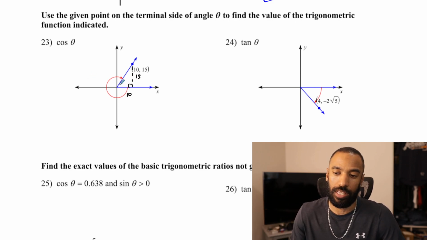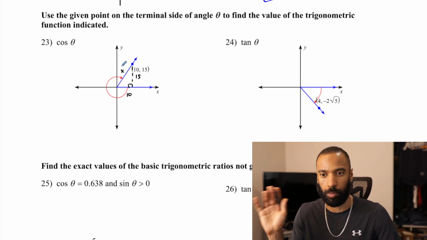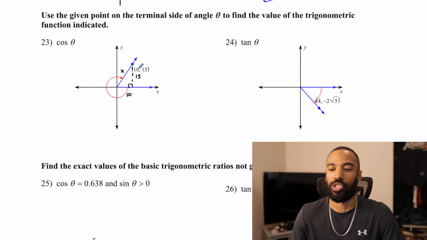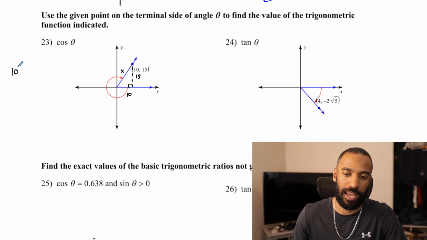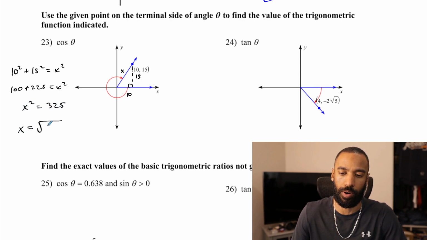Yeah, because in this reference angle here, if I want to do cosine, I want to do adjacent over hypotenuse. It's basically going to be 10 over x. And whatever x is will be the hypotenuse for the answer. So I will use Pythagorean theorem to find that out. 10 squared plus 15 squared equals x squared. So I'll get x squared equals 325. So x is the square root of 325.